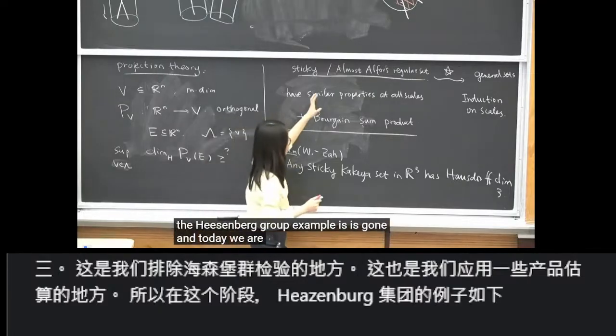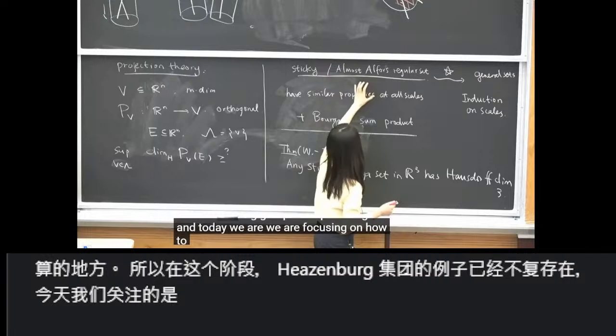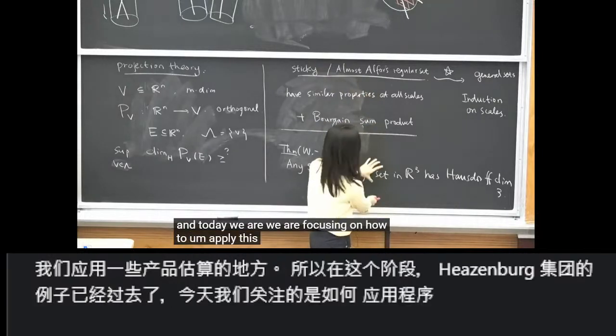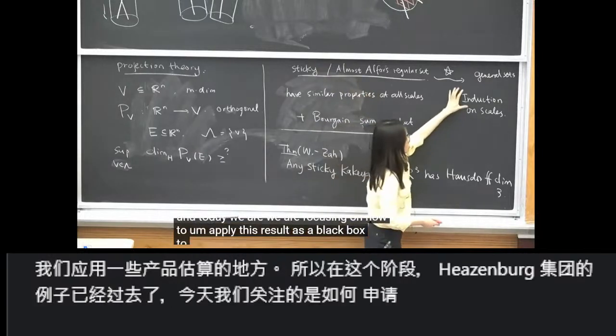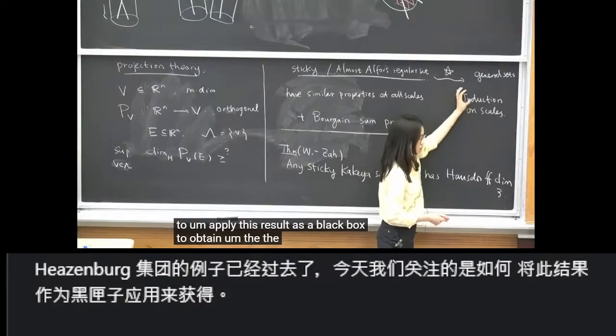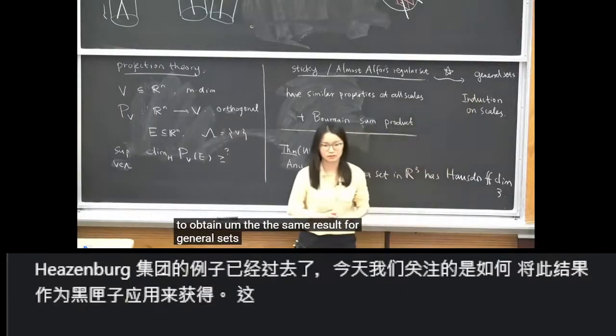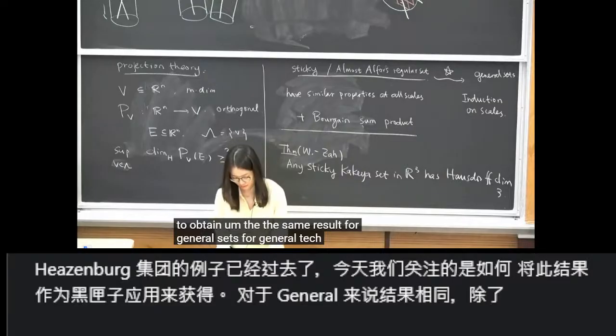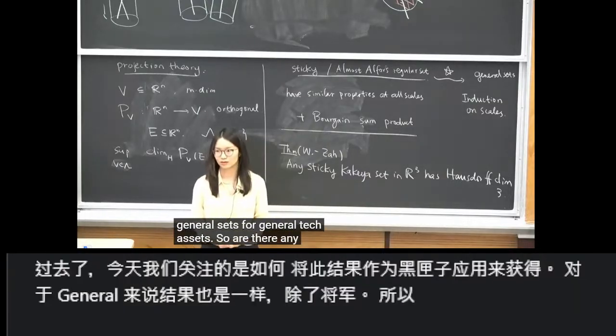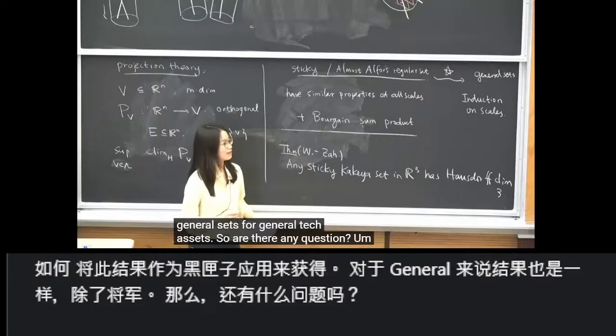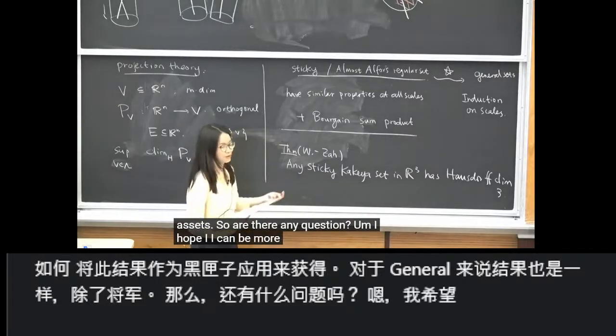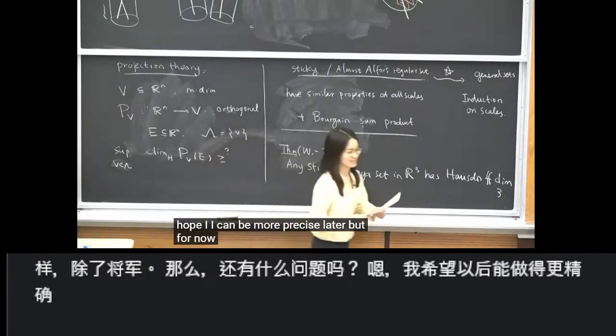And today we are focusing on how to apply this result as a black box to obtain the same result for general sets, for general Kakeya sets. So are there any questions? I hope I can be more precise later, but for now.